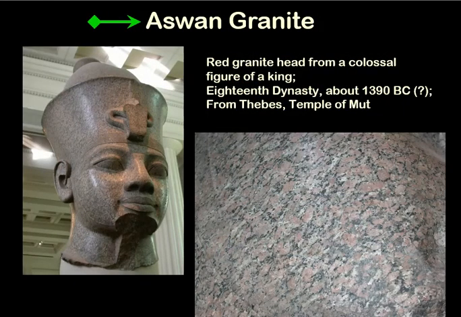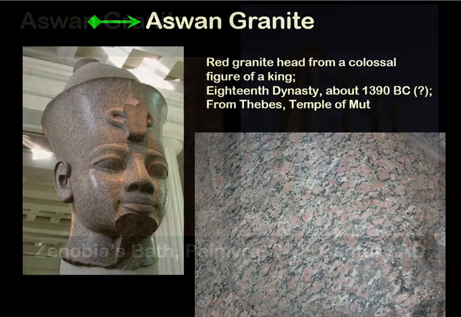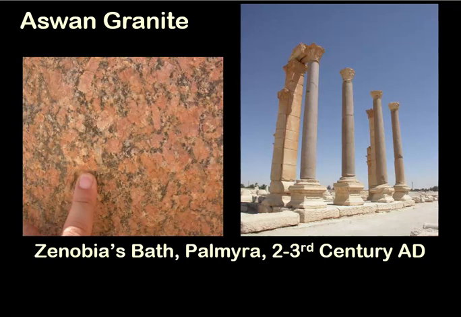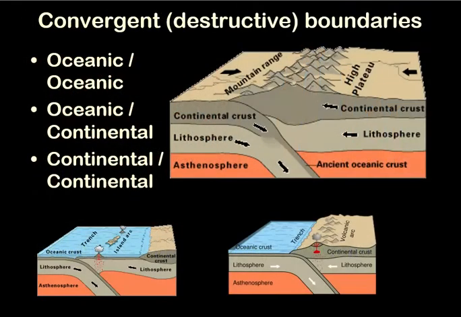Granite is also very useful, of course. It's a very nice building stone. Aswan Granite is very famous. It's from Aswan in Egypt, and we'll be talking more about that another time. Here, for instance, is the same granite in Syria. The Romans used to take it everywhere. They liked it a lot.